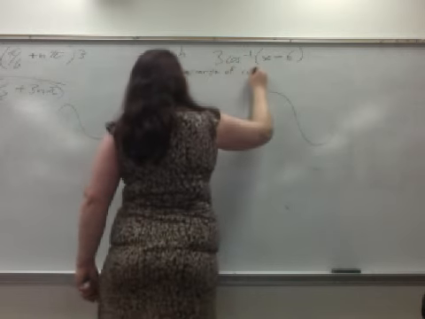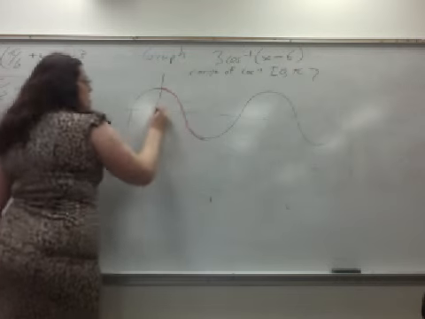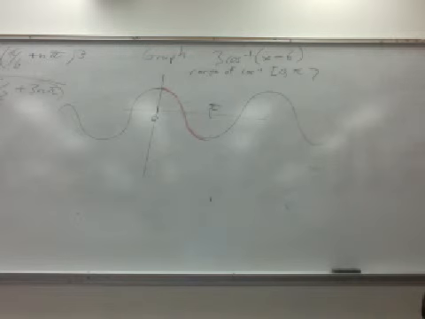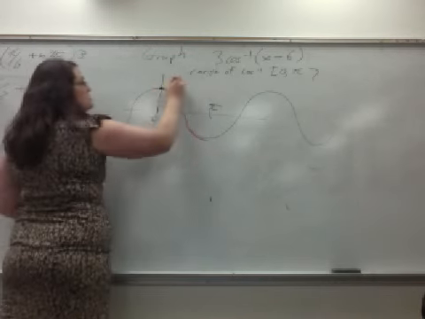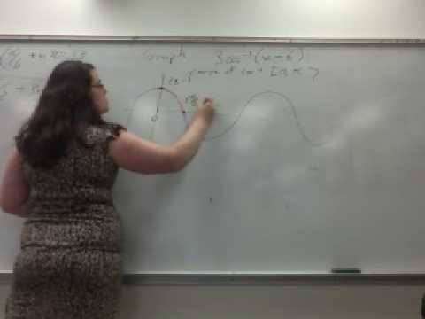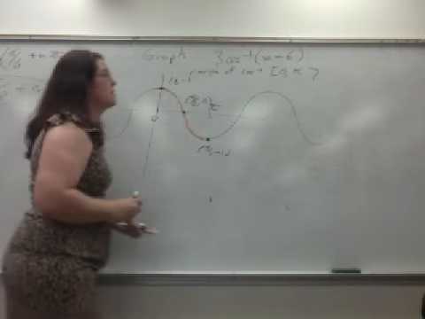The range of cos inverse is from 0 to pi. So we take the part of the graph of cosine which goes from 0 to pi. There are 3 key points on that graph. This one's at (0, 1). This one's at (pi over 2, 0). And this one's at (pi, negative 1).